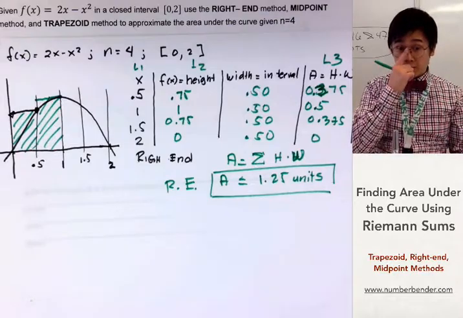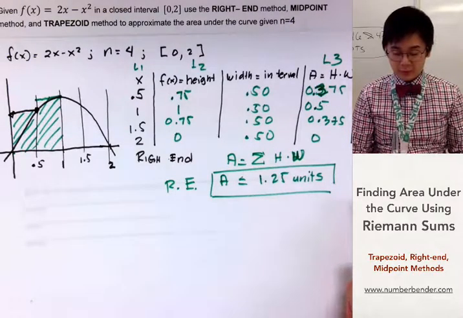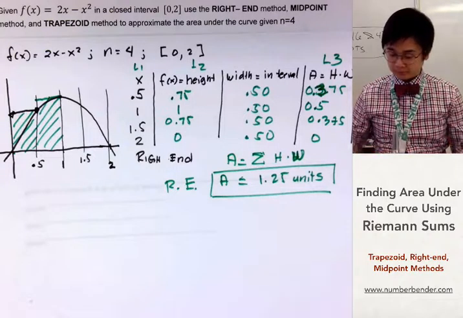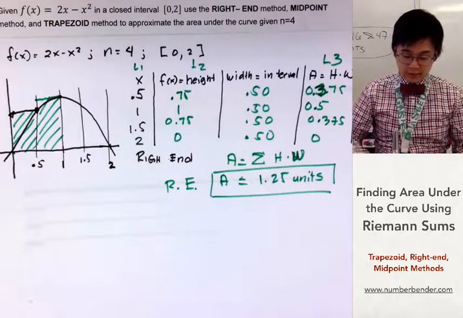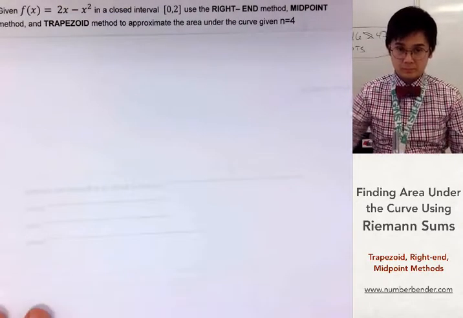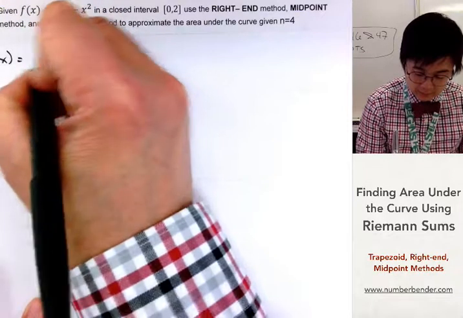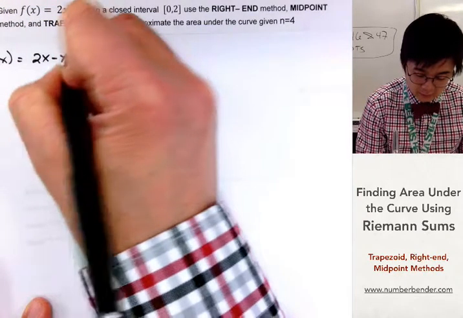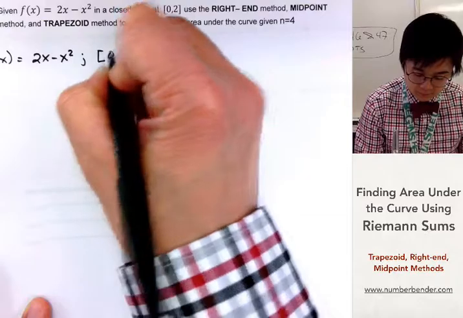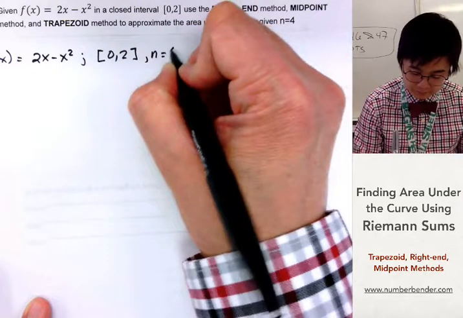So gagamitin natin yung same concept using list function. Ngayon naman gagamitin natin yung midpoint formula. So yung f of x natin, it's still 2x minus x squared, 0 and 2, with n equal to 4.